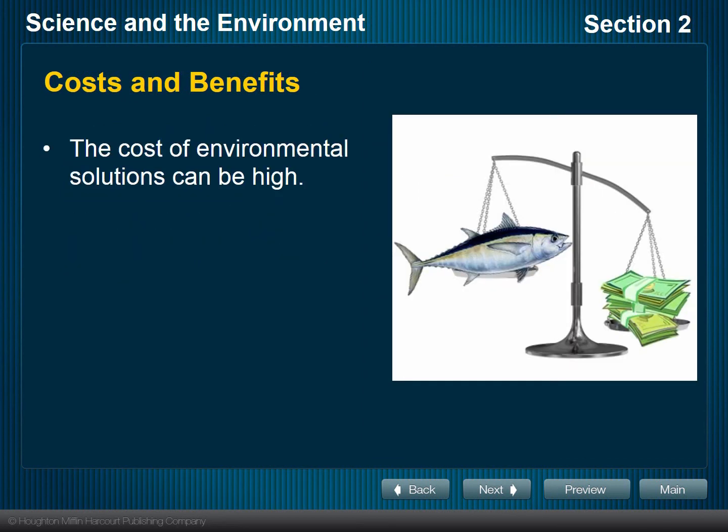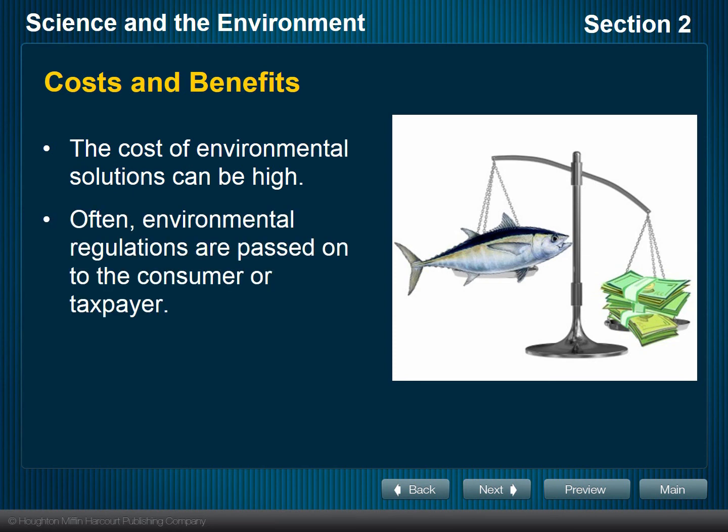The cost of environmental solutions can be high. A cost-benefit analysis balances the cost of an action against the benefits one expects from it. The results depend on who is doing the analysis. For example, regulating fishing may be costly to the fishing industry, but to a nearby community, the price may well be worth it. Often, environmental regulations are passed on to the consumer or taxpayer.